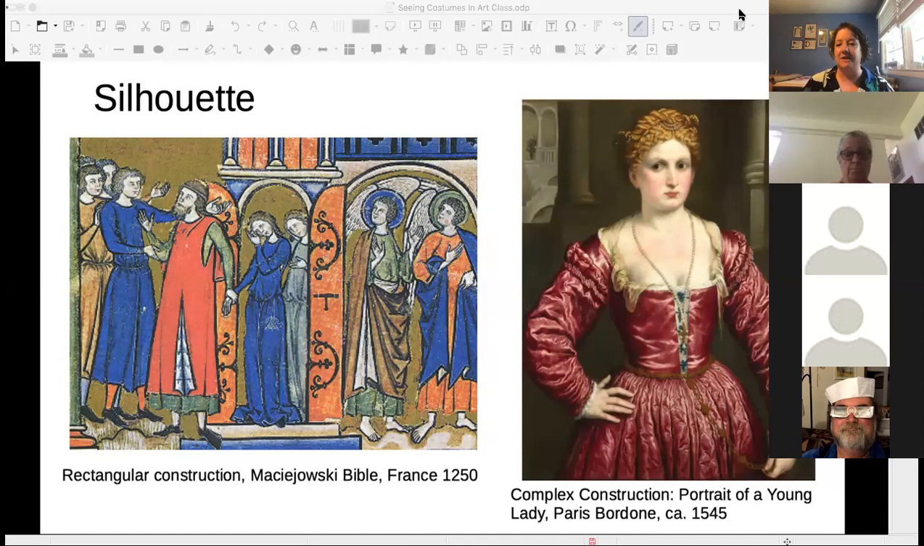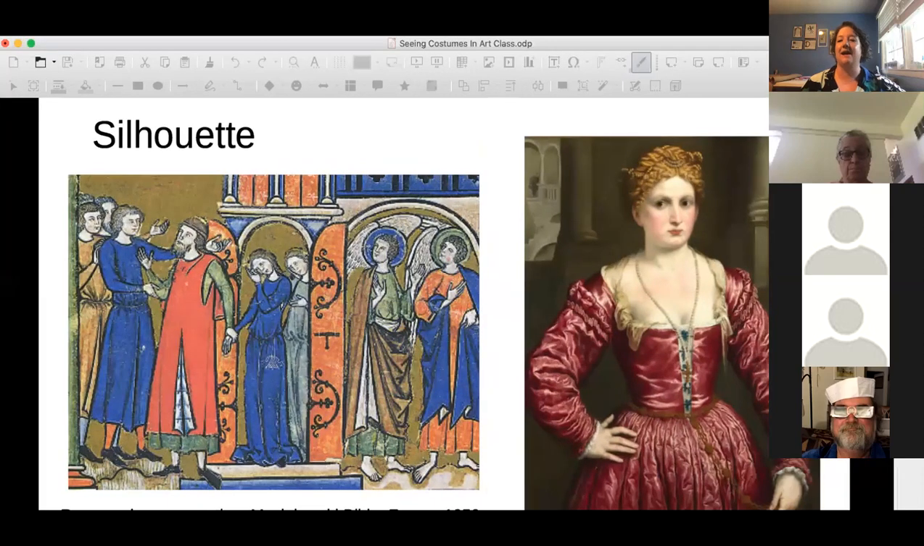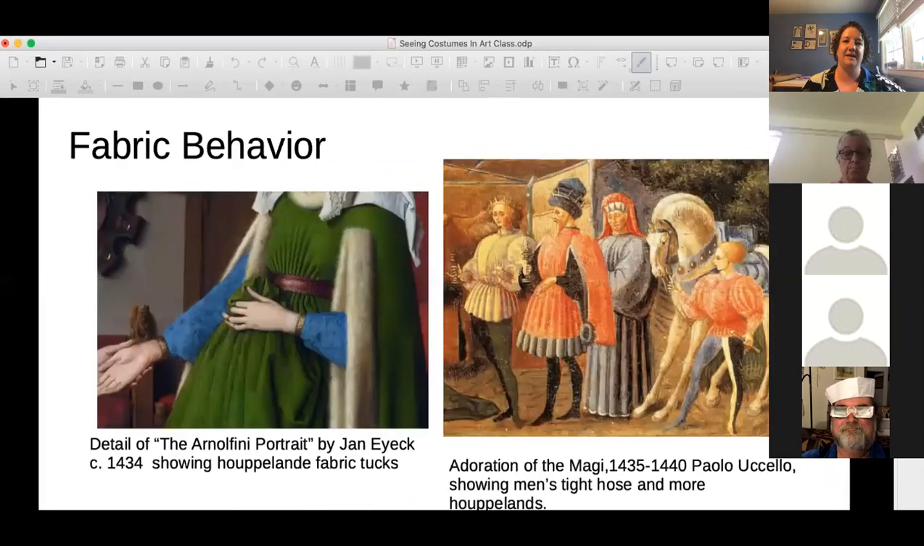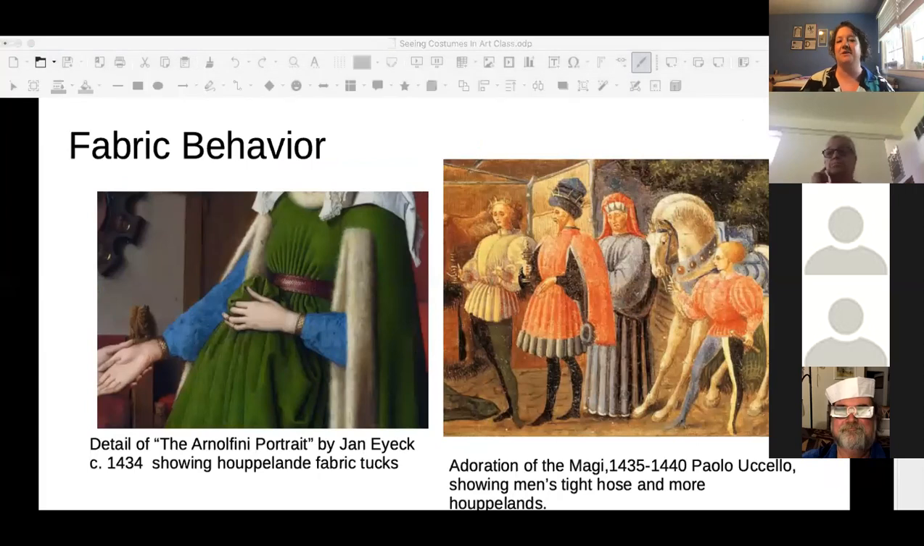Another thing I look at as I go into creating costumes or garments of any type is fabric behavior. What is the fabric doing? Is it stiff? Is it drapey? Is it loose? Is it folded? Is it tucked? Is it showing strain? What do I see the fabric doing, and what does that tell me about what the fabric was and how it was sewn?